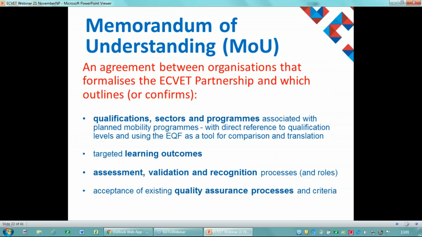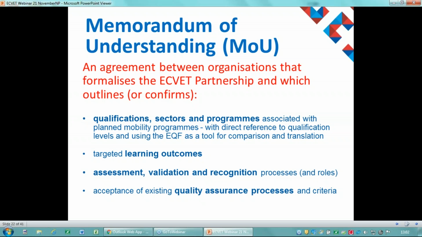So let's have a look at a Memorandum of Understanding in a little bit more detail. As I've said, it doesn't need to be in place before your application is submitted, but you will be asked in the application form, normally under the section that refers to project management and quality, how you will be setting up an MOU. So it's worth understanding what it is and what the content of an MOU is.